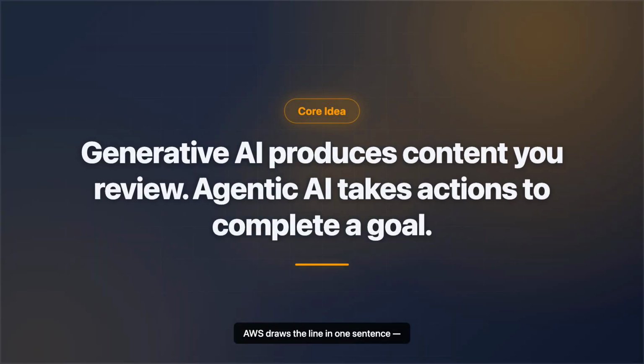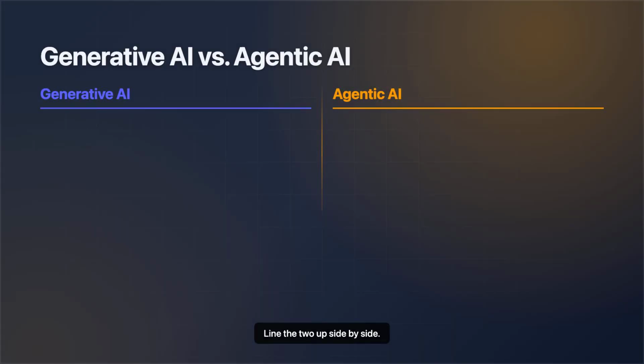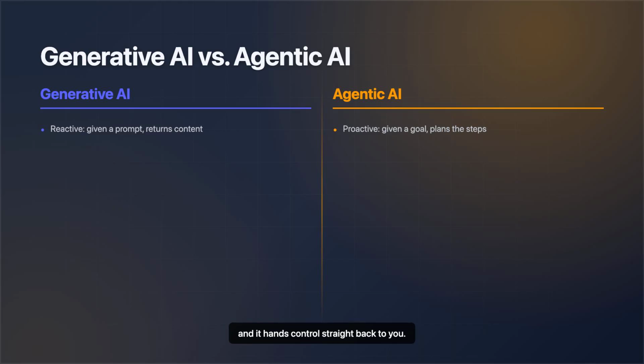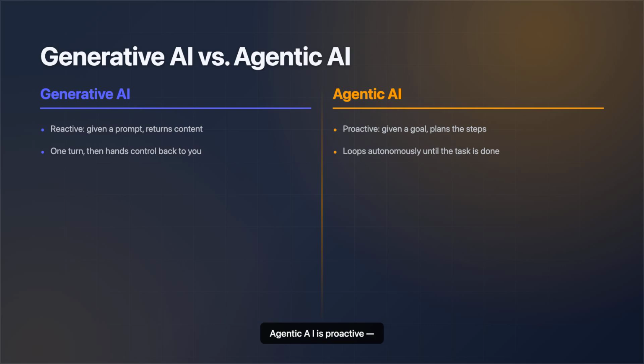Amazon Web Services draws the line in one sentence. Generative AI produces content you review. Agentic AI takes actions to complete a goal. Let's put those side by side. Generative AI is reactive. You give it a prompt, it gives you content, and it hands control straight back to you. One turn, and the output is a document. Agentic AI is proactive. You give it a goal, it plans the steps, and it keeps looping on its own until the task is actually done. The output isn't a document. It's a completed task in the real world.